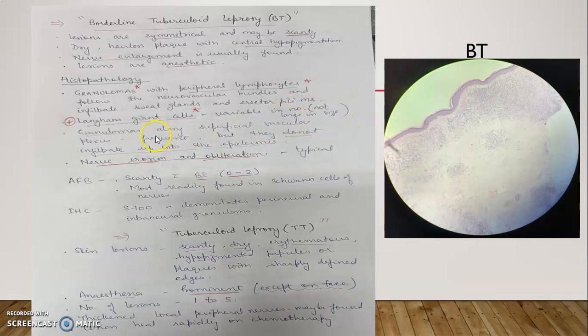Granulomas along the superficial vascular plexus are frequent, but they do not infiltrate into the epidermis. So granulomas are seen in the dermis. They do not infiltrate the epidermis. Nerve erosion and obliteration is typical. Scant AFB is seen with BI 0 to 2.